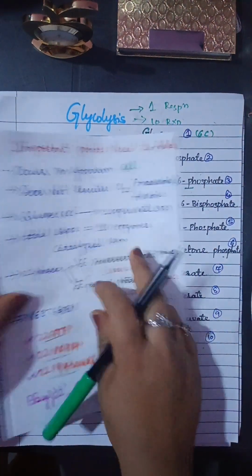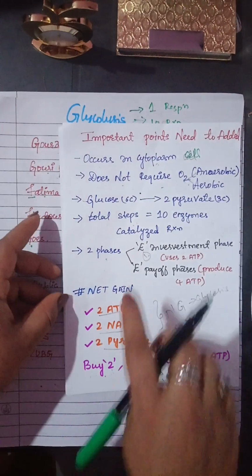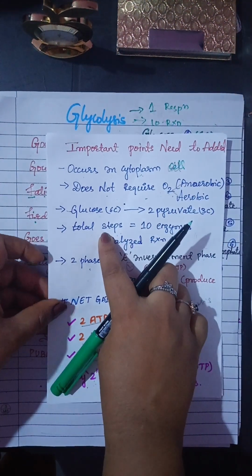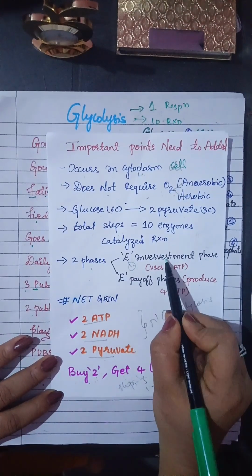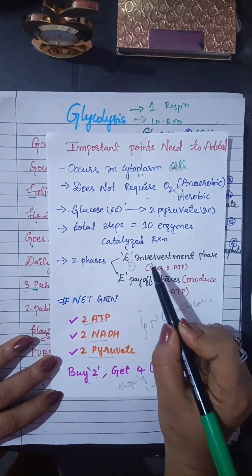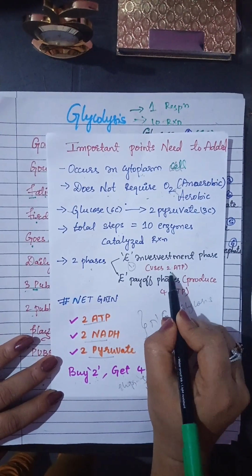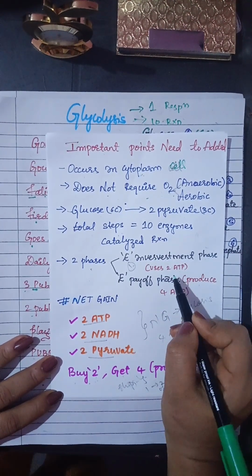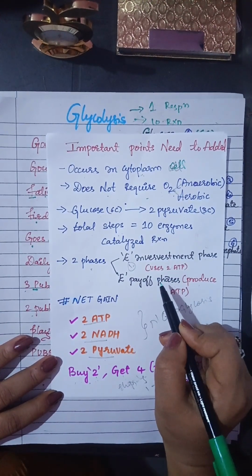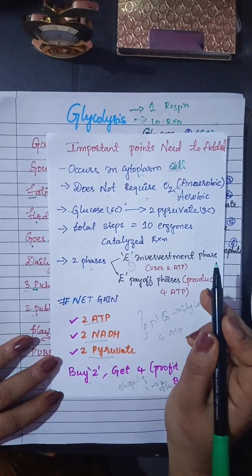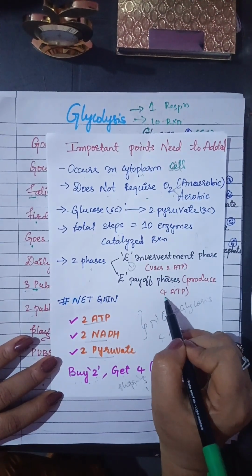How many steps are there? 1, 2, 3, 4, 5, 6, 7, 8, 9, 10. So 10 enzyme-catalyzed reactions occur here in total. 2 phases are there. How many phases? 2: energy investment phase and energy payoff phase. Investment phase is nothing but we are using 2 ATP molecules. Initially, whenever we start a business, we need to invest some amount. In return, we get double the amount. So here we are using 2 ATP and getting double, 2 plus 2, 4.